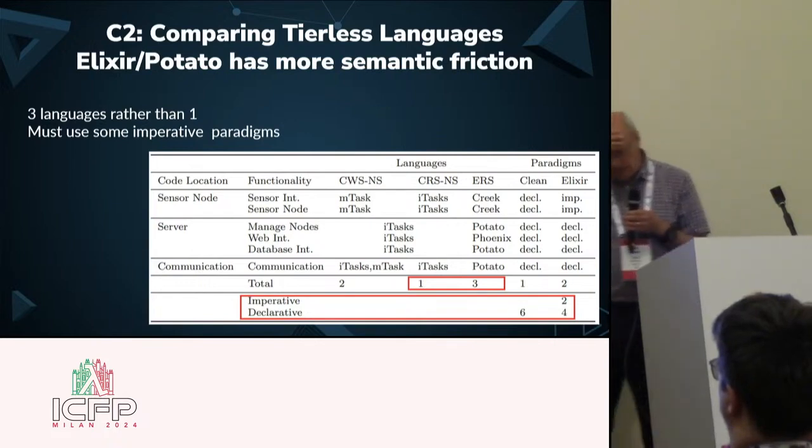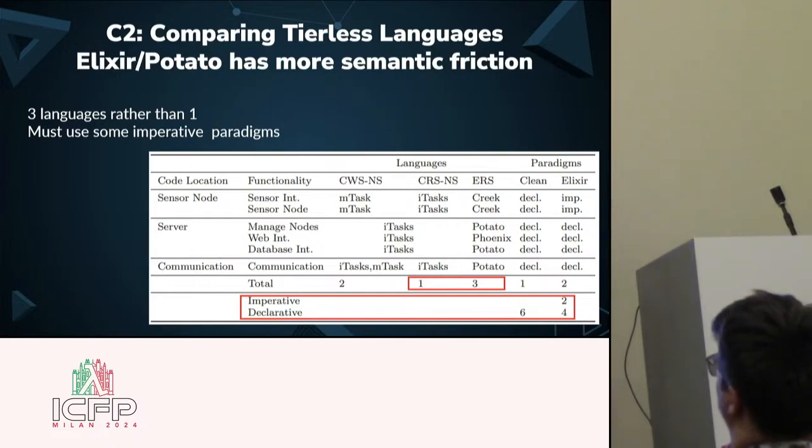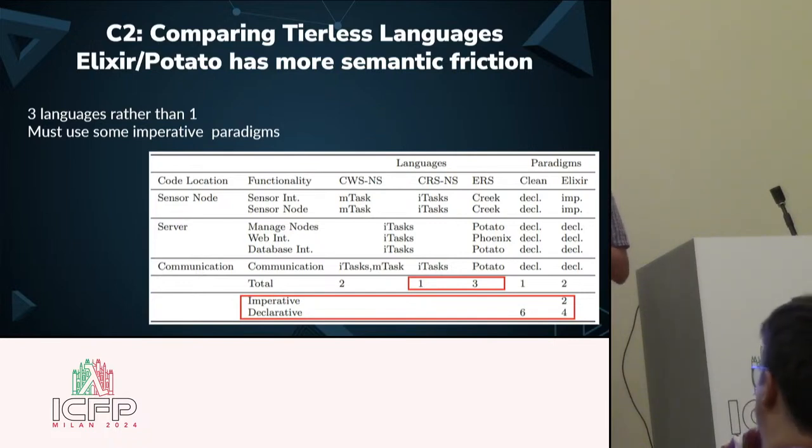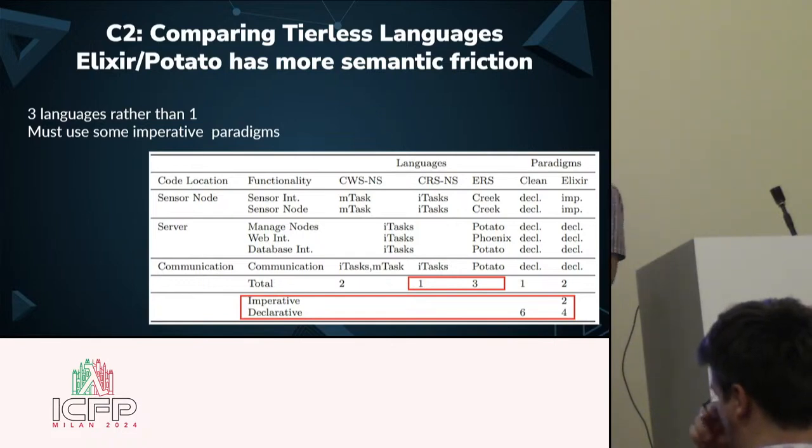But Elixir Potato has significantly more semantic friction. Basically, you have to work in 3 different languages rather than 1. So Clean has taken this really radical view. You will use a single language. And everything is declarative in the Clean world.